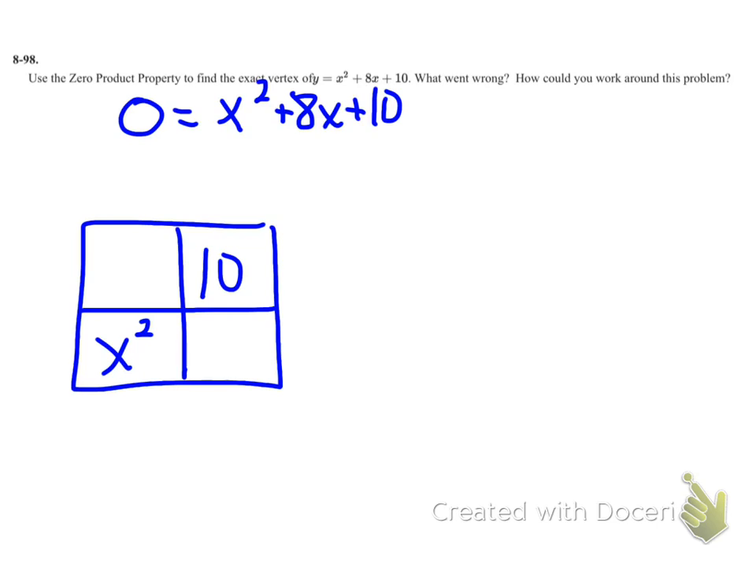My last term, which is called the constant term, goes in the top right, so that these two are diagonal from each other. So if you switch where you put your x squared, you need to switch where you're putting that constant term, so they are diagonal from each other.